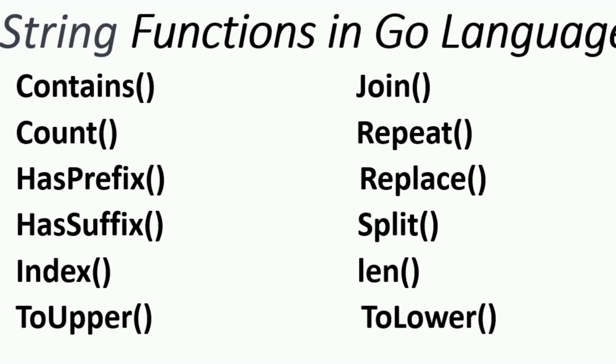So here we have some functions. Let's say Contains, Join, Count, Repeat, HasPrefix, Replace, HasSuffix, Split, Index, Len, ToUpper, ToLower. These functions we will be using in our program, and I will tell you how we write them in Go language and what output we get from these functions. Okay, so let's start the coding.